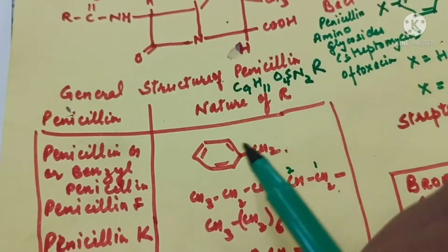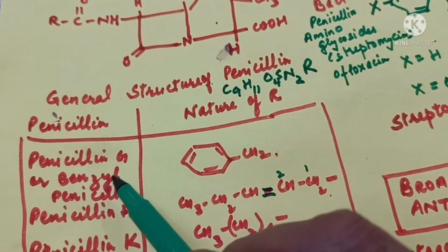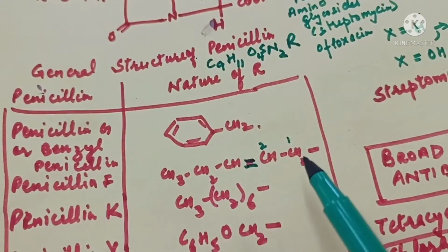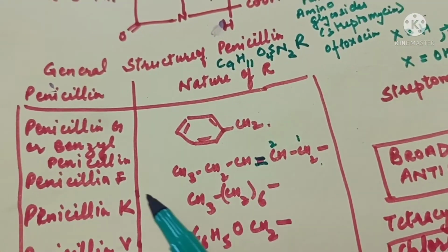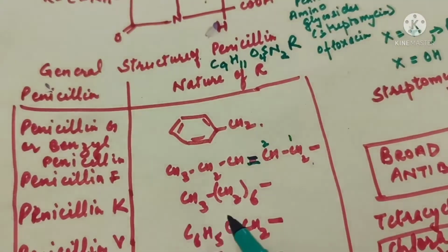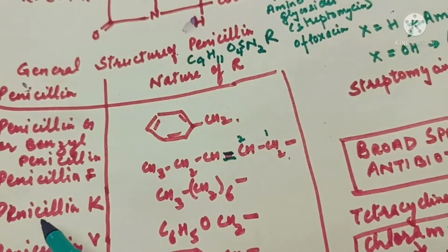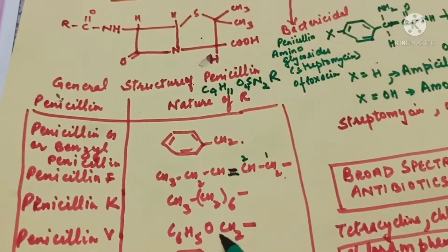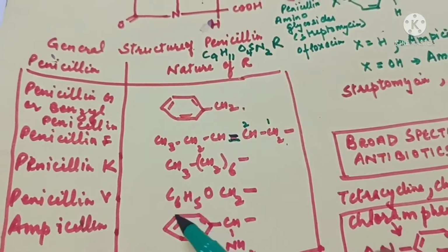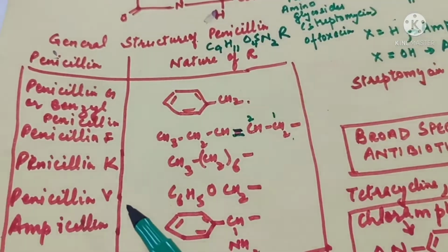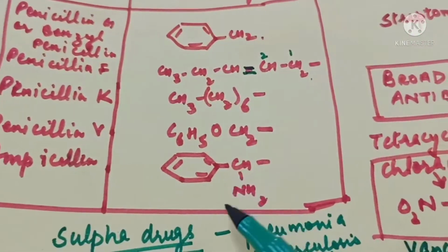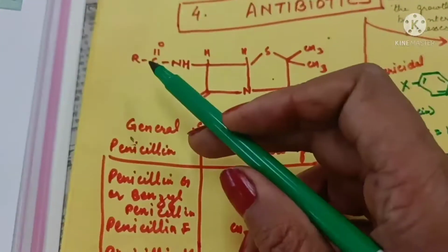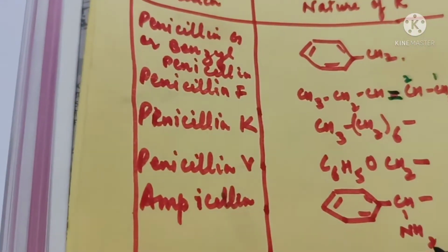If R is benzyl group, it's penicillin G or benzyl penicillin. If it is a 5-membered compound with double bond on second, it's penicillin F. If it's a 7-membered linear chain, then it's penicillin K. If it's a 7-membered but with one phenoxy group, methylene and phenoxy group, it's penicillin V. And if we have an amino group on the benzyl group attached here, then it is called ampicillin.